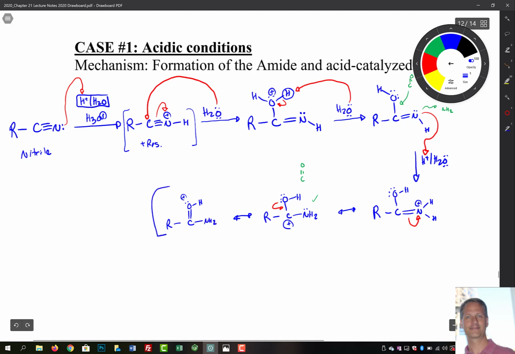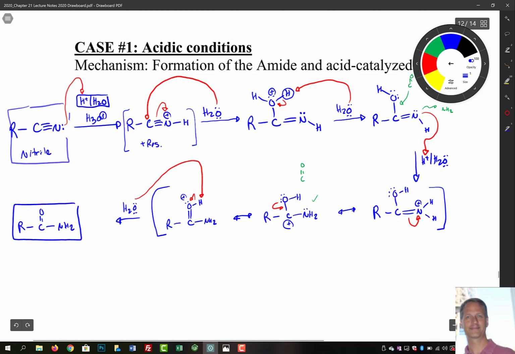In this case, it's important to draw the resonance because it leads you in the right direction for your amide. So we're going to go over here and grab water, and swing that around and grab that H, just like so. That'll give you your carbonyl and your NH2. And you've converted that nitrile into your amide.